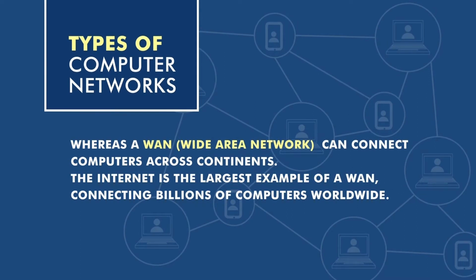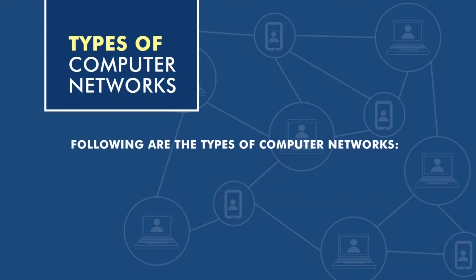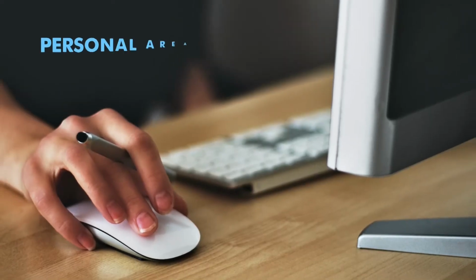So let us see just a hierarchy wise types of computer networks that we have. Personal area network, that is PAN, local area network, LAN, metropolitan area network, that is MAN, wide area network, that is WAN, and then virtual private network. So where these particular networks differ, that we will see one by one. First one is the personal area network.